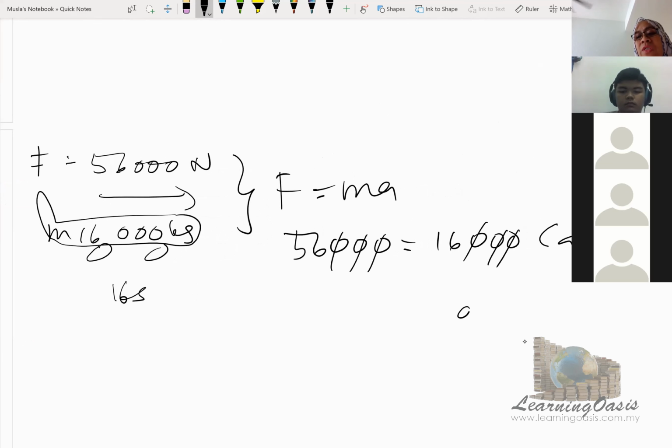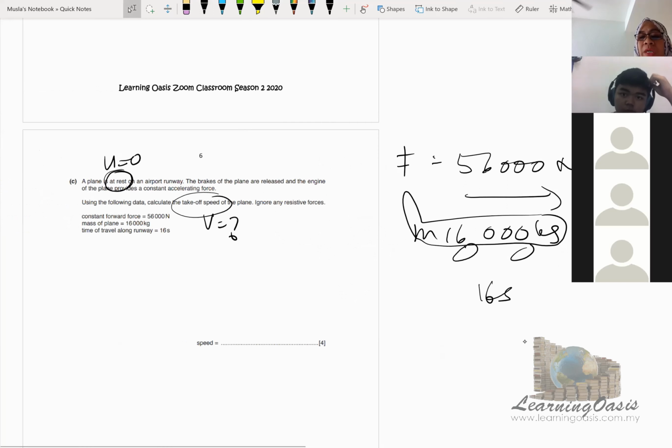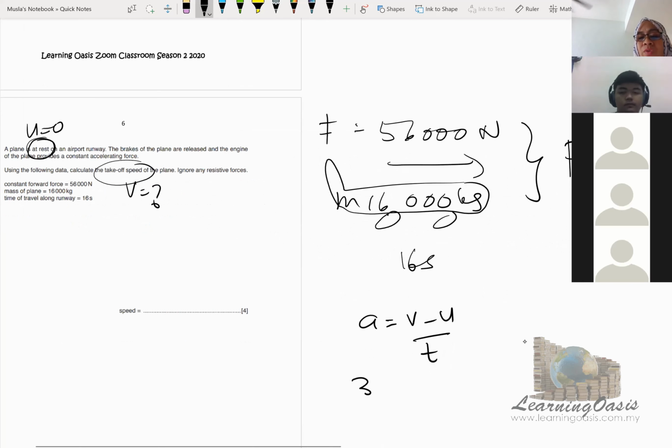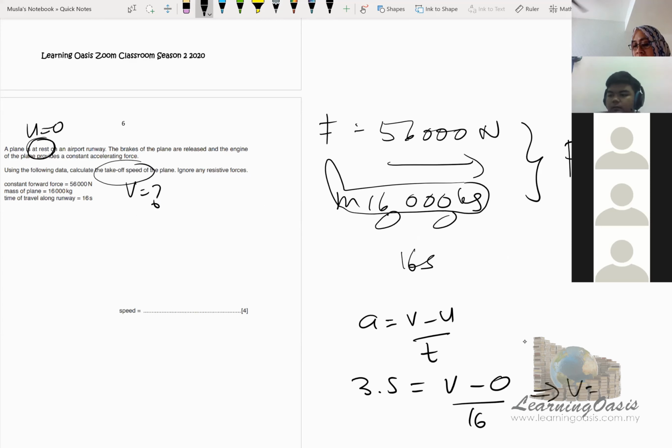So A equals to 56 over 16. That will give you how much? 3.5. That will give you 3.5 meter per second squared. Now they want V. So your formula should be A equals to V minus U over T. So 3.5 equals to V is the one you're looking for, U is 0, over time taken is 16. Therefore, V equals to 3.5 times 16, how much? 56 meter per second. 56 meter per second.